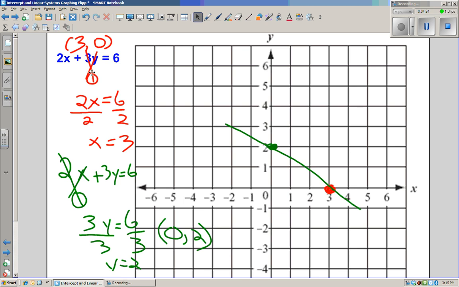That is the end of graphing intercepts. If you have any questions, please come see me.